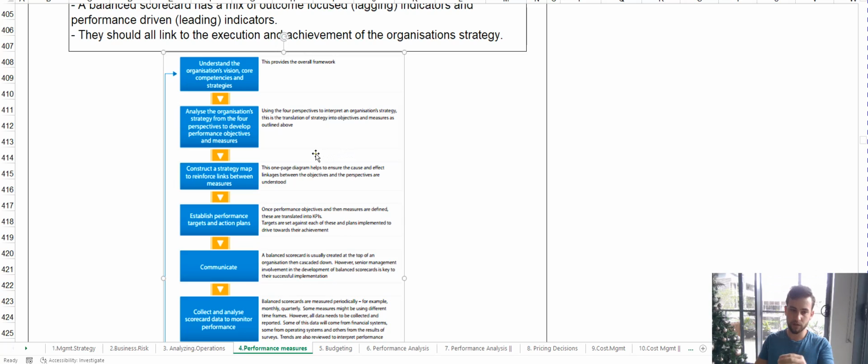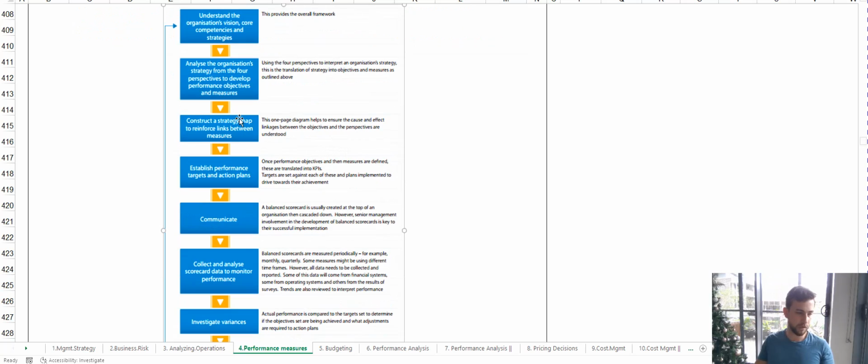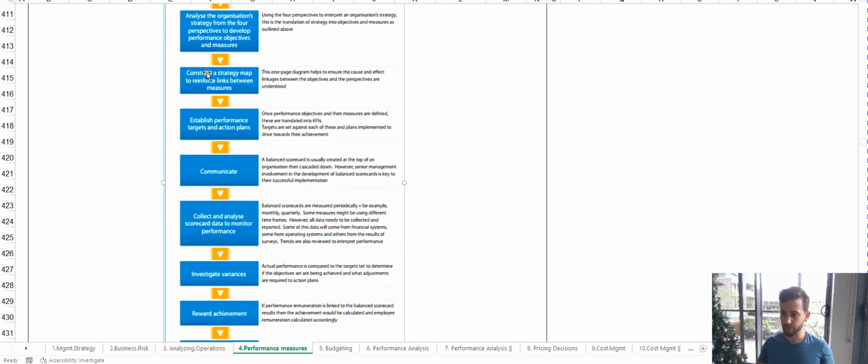Say, okay, what's my strategy? If it's to be the market leader, what do I need to do from a customer perspective? What do I need to do from an L&D perspective? What do I need to do from a financial perspective? Do I need an ROI? Do I need an IRR of above 15%? And so forth. Then you construct a strategy map to reinforce the links between measures.